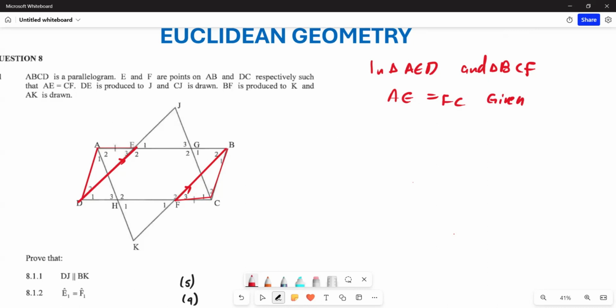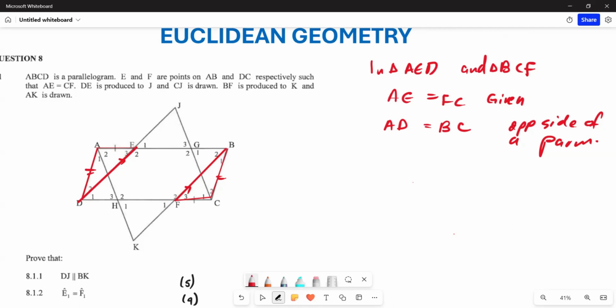What else can I prove from here? I can say, look, my side AD is going to be equal to my side BC. Remember, this is a parallelogram, so these are the opposite sides of a parallelogram. Remember, opposite sides of a parallelogram are equal, right? That's why we are saying this side is also going to be equal to this side.